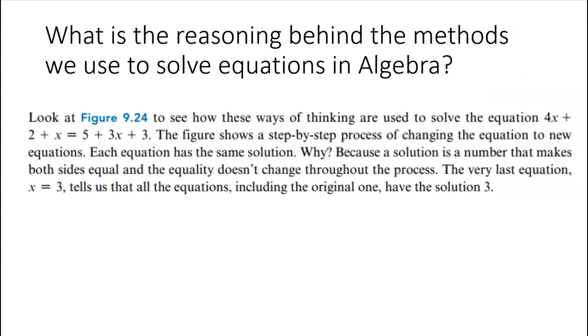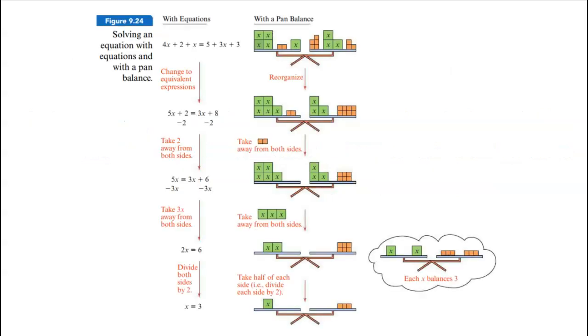So when we think of using reasoning to solve, we've got this step-by-step, and we're going to model it the same way with the pan balance here. So here's this example. We've got 4x plus 2 plus x. So 4x plus 2 plus x. And then we've got 3x plus 3. And then we're going to reorganize on the pan balance at the same time that we combine like terms or make equivalent expressions. So 4x and x make 5x. And 2, and then 5 plus 3 make 8. And so we just reorganize the pan balance over here. Now here, we would take 2 from both sides, and here we're going to get rid of these on both sides.